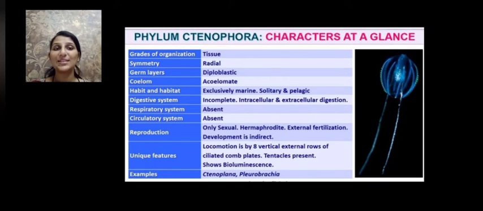Respiratory and circulatory system is totally absent. Reproduction is completely sexual reproduction, and fertilization is external, and development is indirect. And the unique feature is presence of comb plates for locomotion, and the presence of bioluminescence, which is the property to emit light from their body. And examples are Pleurobrachia and Ctenoplana. So that's about the phylum Ctenophora.